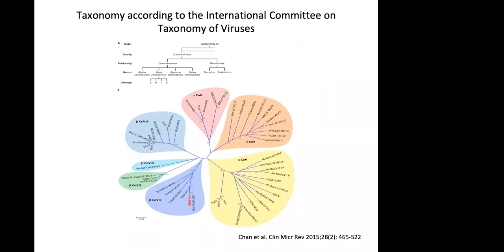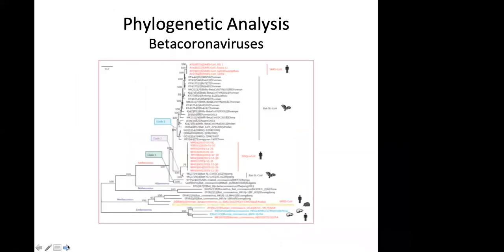I'll just show you a phylogenetic analysis about coronaviruses. Essentially you have the alpha coronaviruses, beta coronaviruses, and then there are different types of beta coronaviruses. So you have A, B, C, and D. And then there's gamma coronavirus as well as Delta. The coronaviruses causing the outbreak are essentially beta coronaviruses.